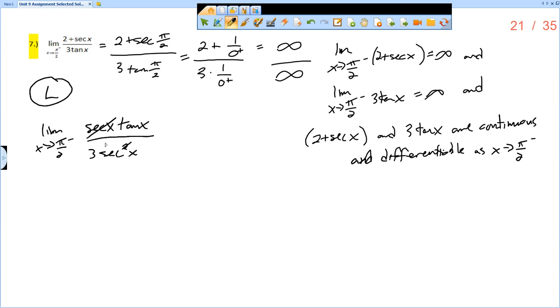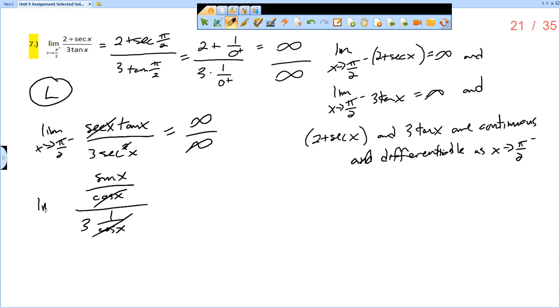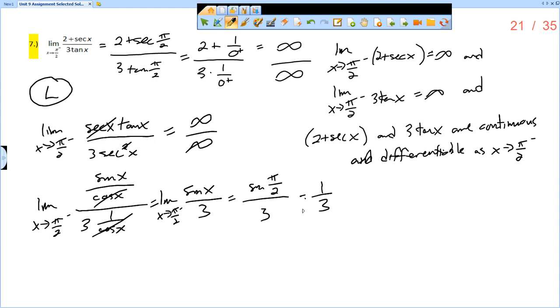Sometimes people make a mistake and plug in here and say, oh, this is still an infinity over an infinity, which seems true, but the reality is that tangent is sine x over cosine x, divided by 3 times 1 over cosine x. And so the cosines, in fact, reduce. I'm really left with the limit as x approaches pi over 2 from the left of sine of x over 3. Now we evaluate the sine of pi over 2 and we get 1/3.